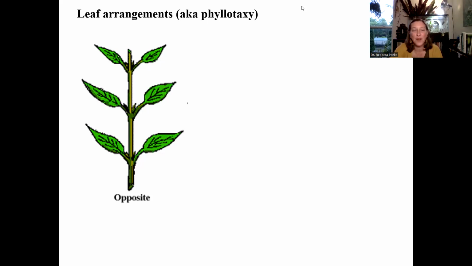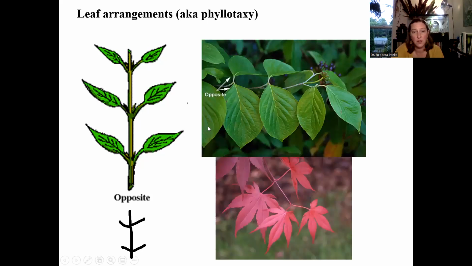All right, different leaf arrangements. First is opposite. Opposite leaf arrangements means that the leaves occur opposite from one another, so opposite each other on the stem. If you wanted to draw it, you can draw it like this. Here's a stem, leaf, leaf, leaf, leaf, opposite one another, right? Okay, that's one type of leaf arrangement.